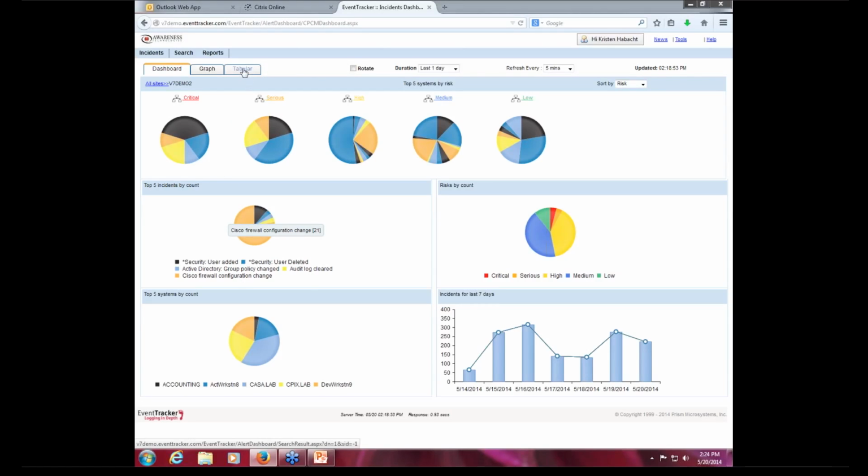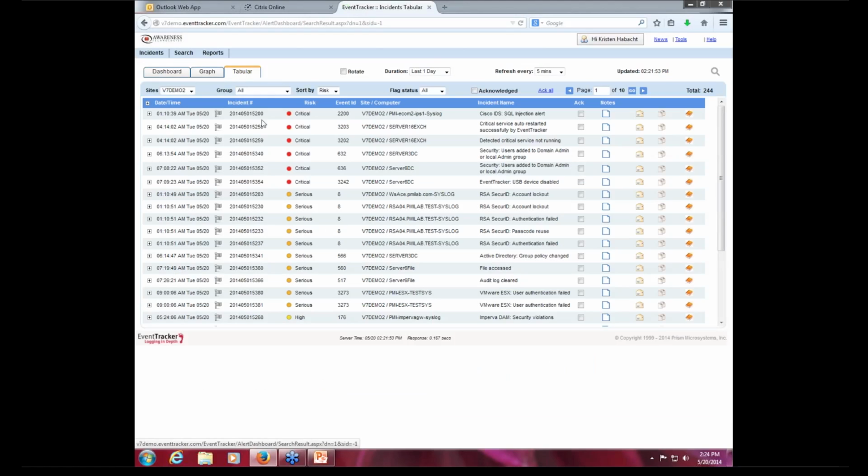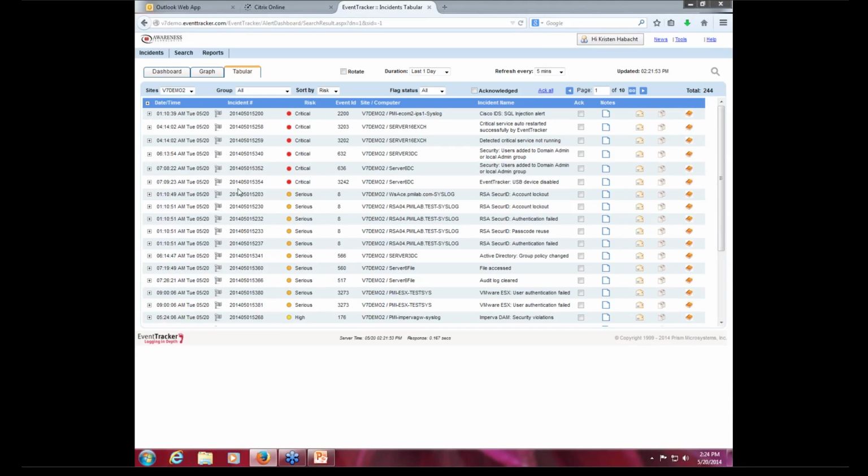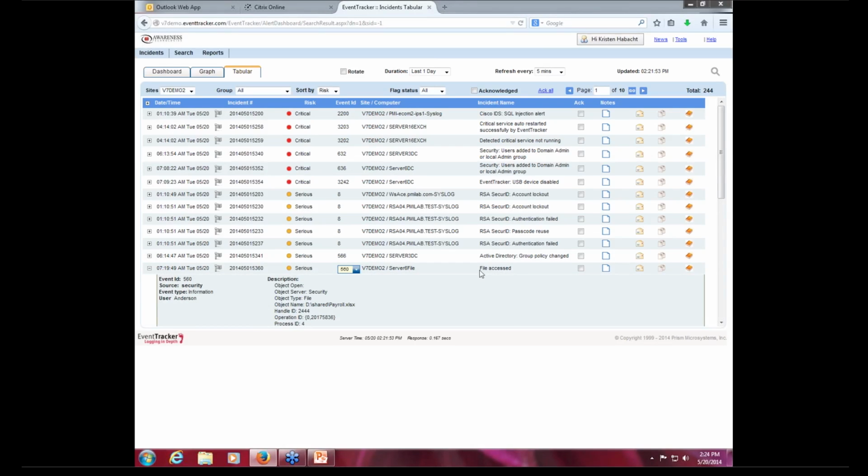Same kind of info, but now presented in tabular fashion, right? So you're seeing that the sorting is occurring on the basis of risk, and we saw this particular SQL injection alert. We saw it before. We're seeing it again. It's showing up at the very tippy top of our screen. And as I look down, for instance, I see that a serious problem is that a file was accessed, and it was accessed on a file server. You see this file server right here, server 6 file.